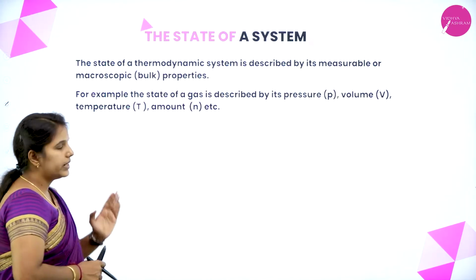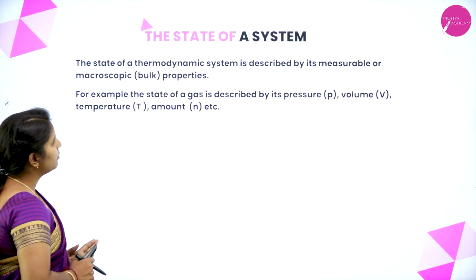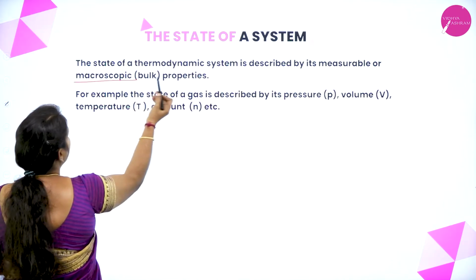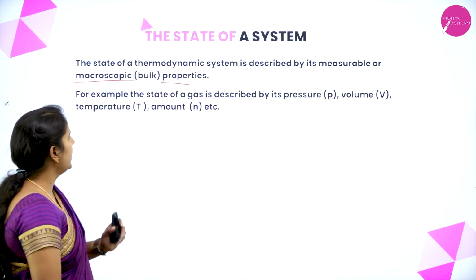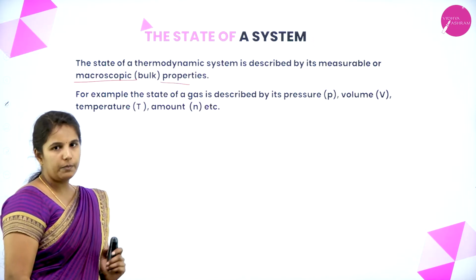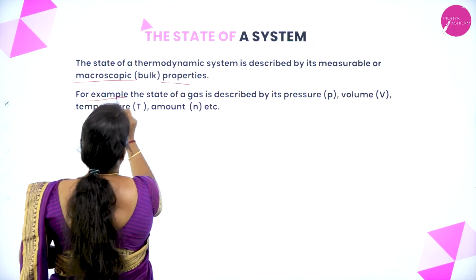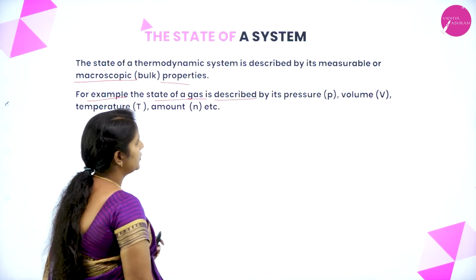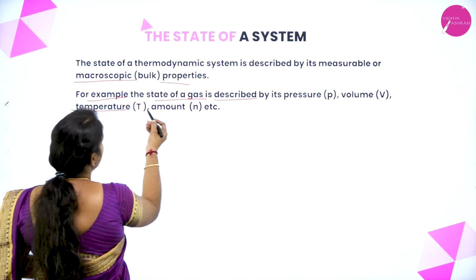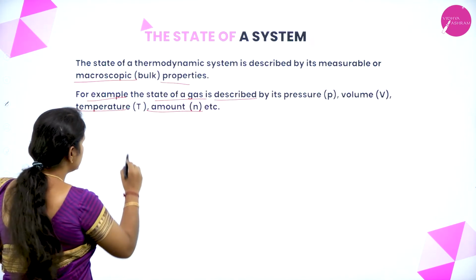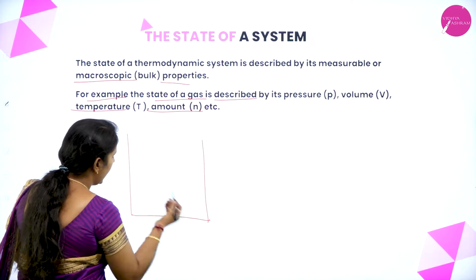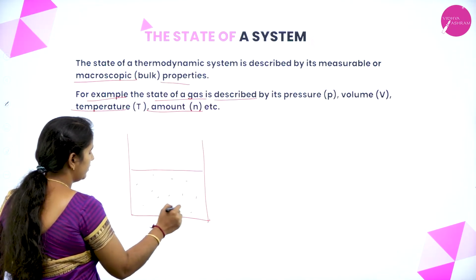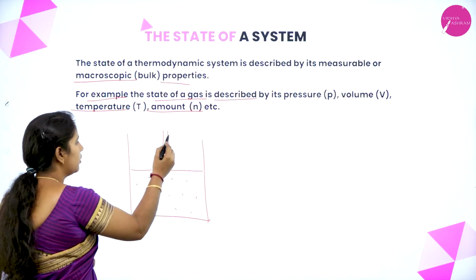Next, we have the state of a system. The state of a thermodynamic system is described by measurable, or macroscopic, properties. What are the macroscopic properties? For example, the state of a gas is described by its pressure, volume, temperature and also the amount. The best example: imagine I have taken a closed container where I am placing the gas molecules, and it is closed.